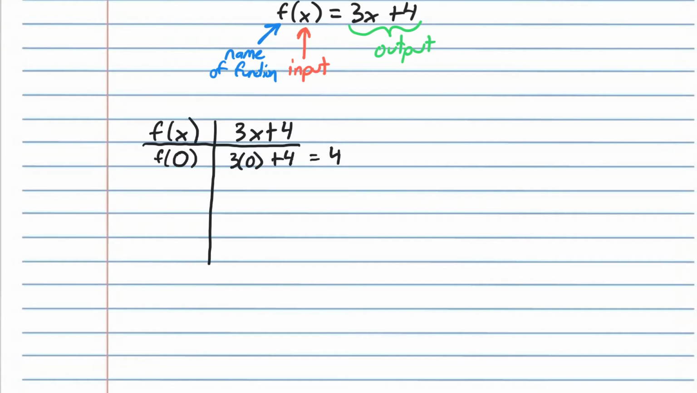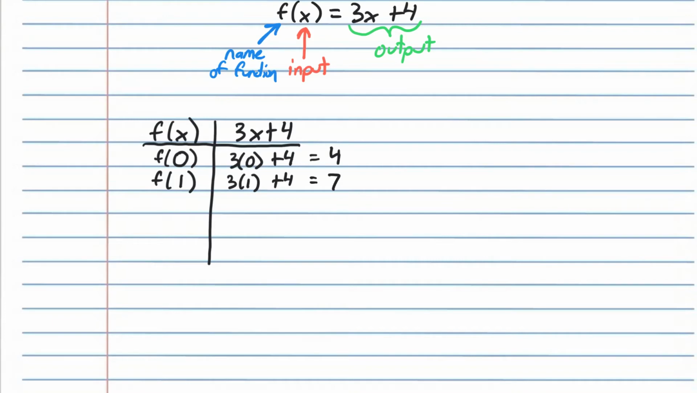That's the idea of input versus output. And since it's a table, we can plug in more values. So what if I want to know what is f of 1? Same thing. You would plug in 3 parentheses 1 plus 4. 3 times 1 is 3, and then 3 plus 4 is equal to 7. If you're struggling with the mental math part, don't be afraid to go off to the side and do the work, and then just bring your answer back here.